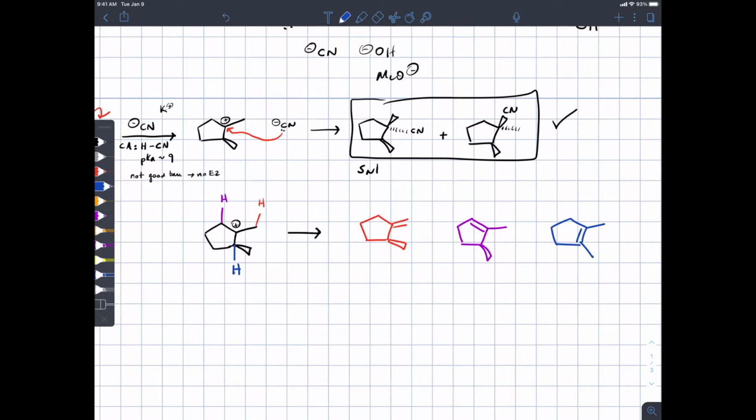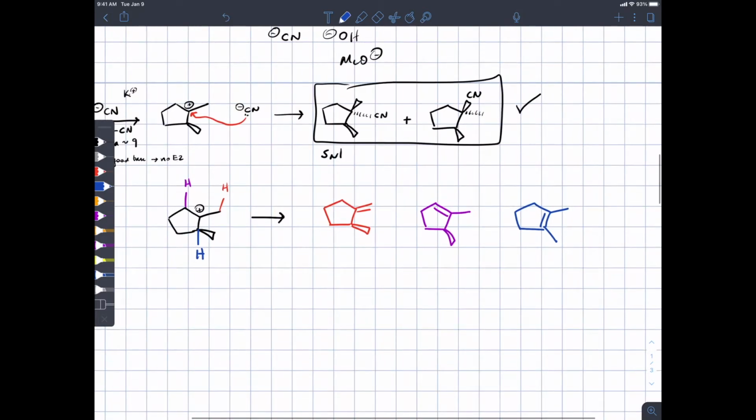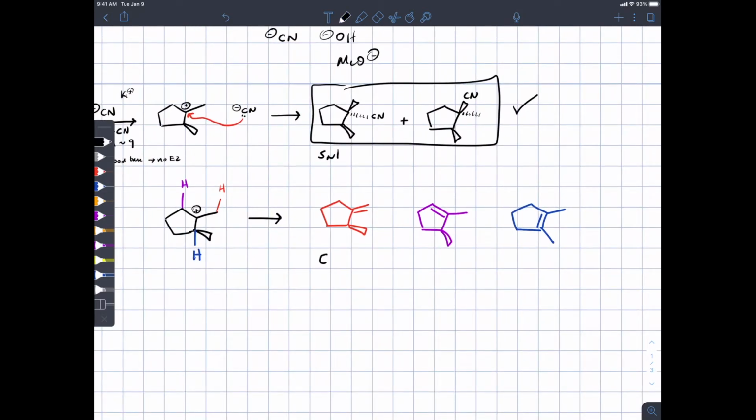If you had to pick among the various elimination possibilities, what do you think is the major one? Which one would you expect to be more stable? The third one? Third one, which is more substituted and is therefore more stable. And probably the major elimination product.